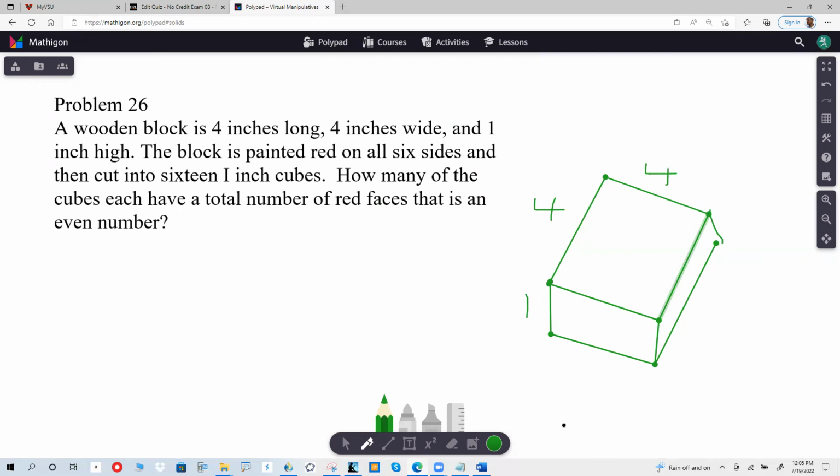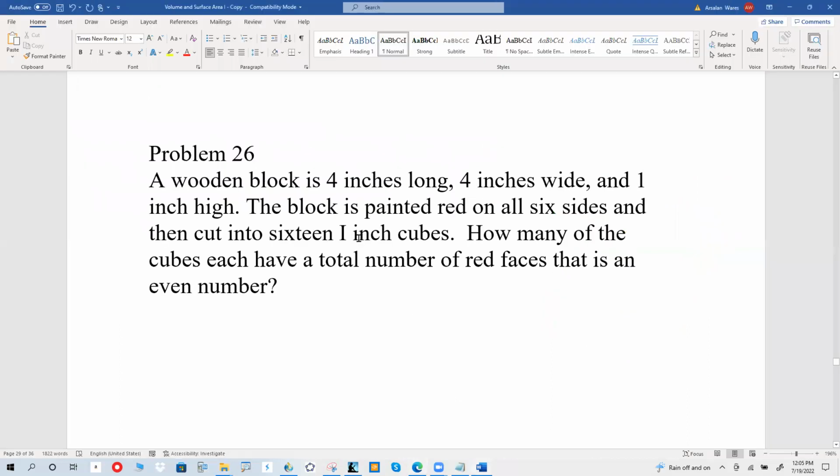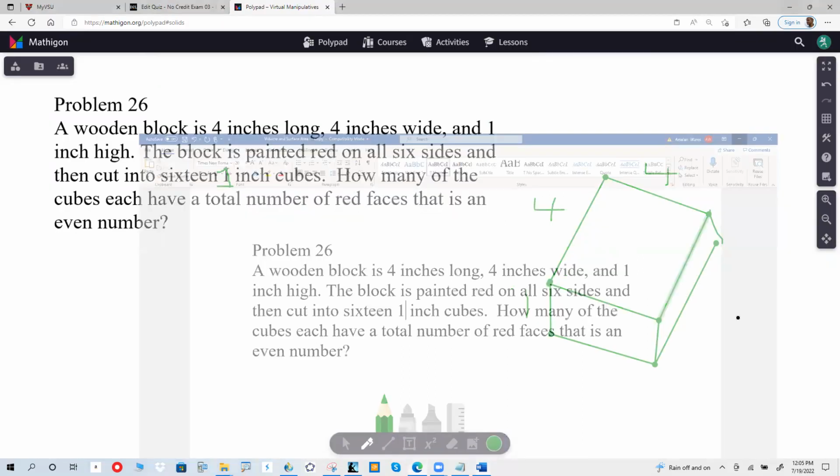All right. So basically you can think of it as a collection of 16 cubes. The block is painted red on all 6 faces, then cut into 16 1-inch cubes. This is a 1. And let me go back and fix it. I don't know why it looks like an I. It's a 1-inch cube. How many of the cubes will have a total number of red faces that's an even number?